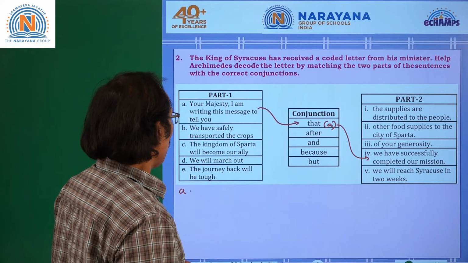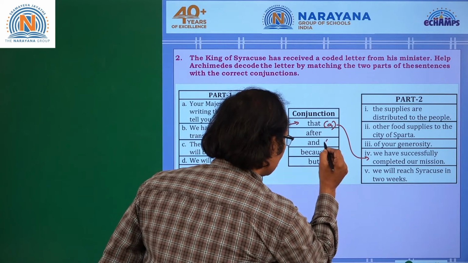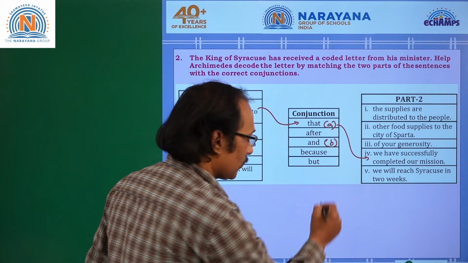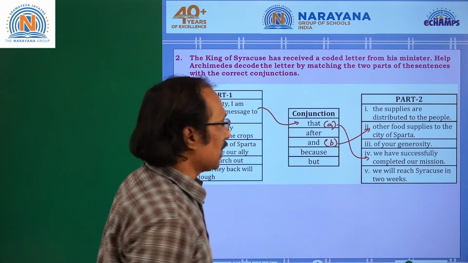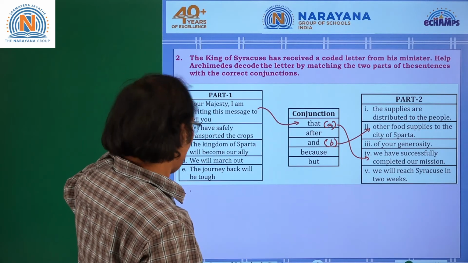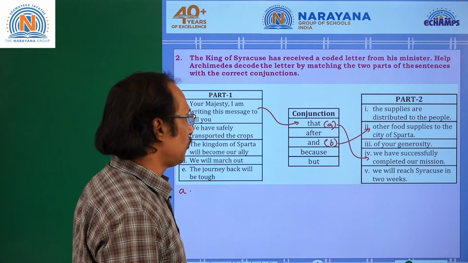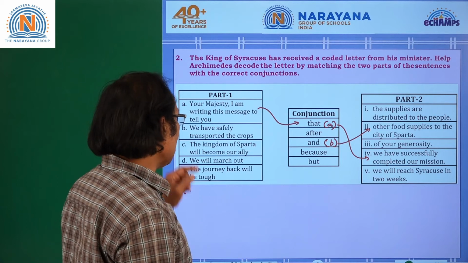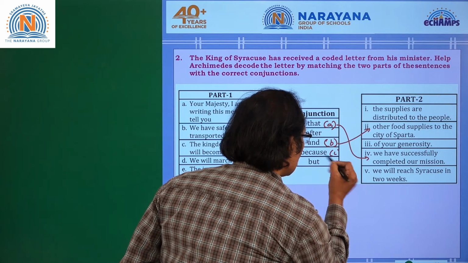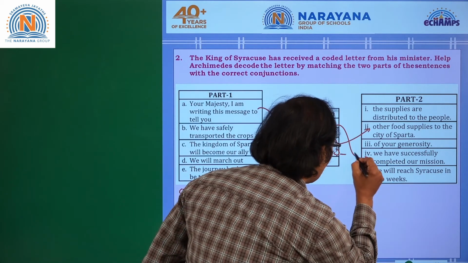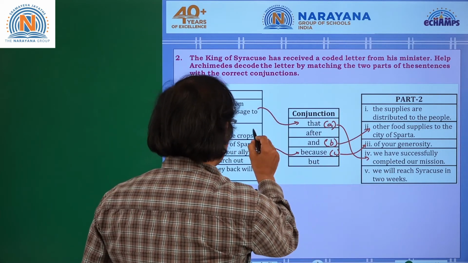Question number 2. We have safely transported the crops and other food supplies to the city of Sparta. Next one. The kingdom of Sparta will become our ally because of our generosity.